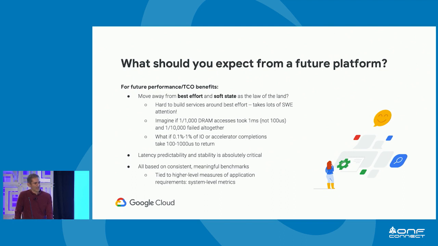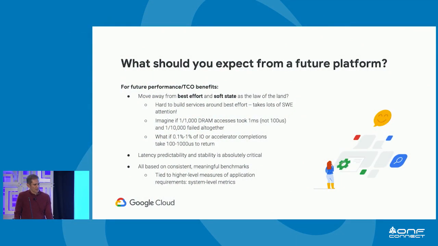So imagine if the memory industry said, 1/1000th of your DRAM accesses will take a millisecond. Not 100, sorry, that should say typo, not 100 nanoseconds. That just wouldn't fly. From a developer's perspective, imagine that you're accessing DRAM, and 0.1% of the time, you're going to have a slowdown of a factor of 100,000. Your code wouldn't work. What if we said 0.1% to 1% of I/O or accelerated completions take a millisecond to return? Again, that's not going to work from a developer perspective.